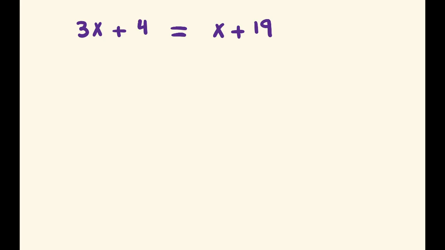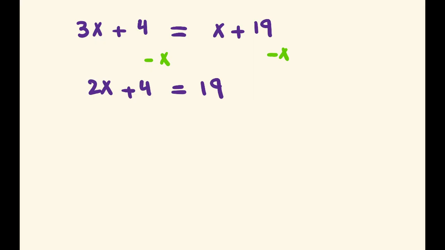So to start, we can subtract x from both sides because you see variable x on the right and the left, and we want to isolate the variable on one side. So I'm going to subtract x from both sides. If I subtract x from both sides, then we have 2x plus 4 equals 19.